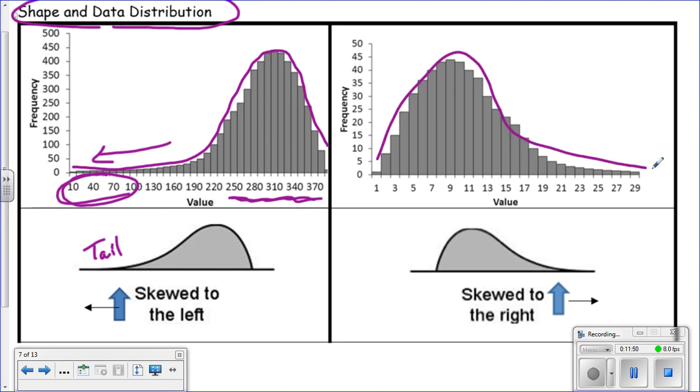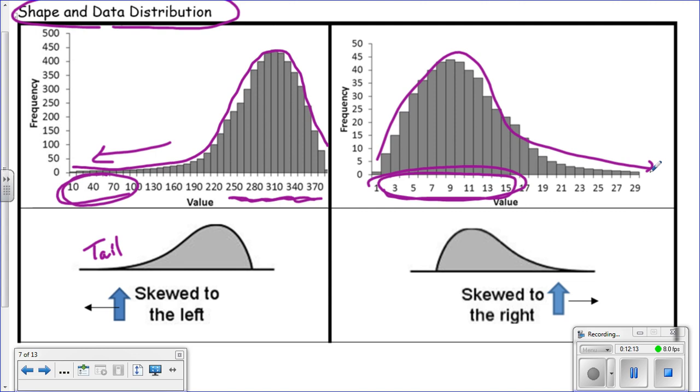This would be skewed to the right. Most of the data is right here, between around 3 to 15. But we've got these extreme values that go all the way up to 29 that don't seem to fit with most of the data. This is pulling, say, our average higher.